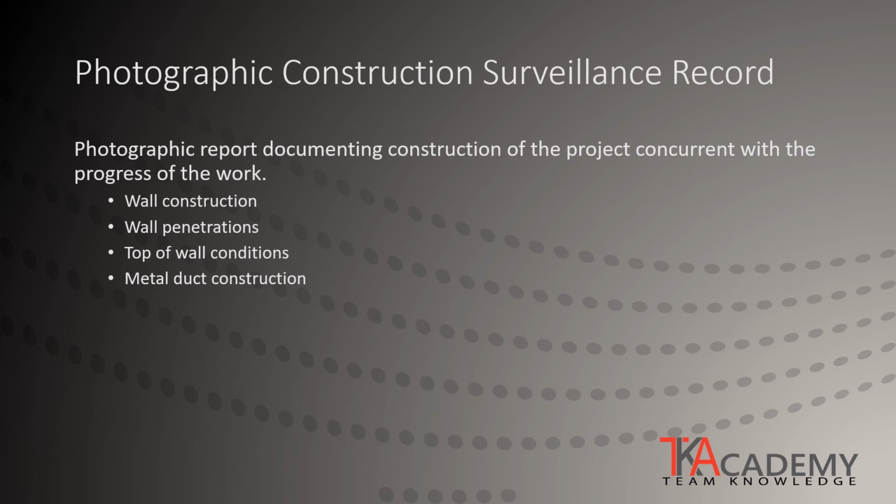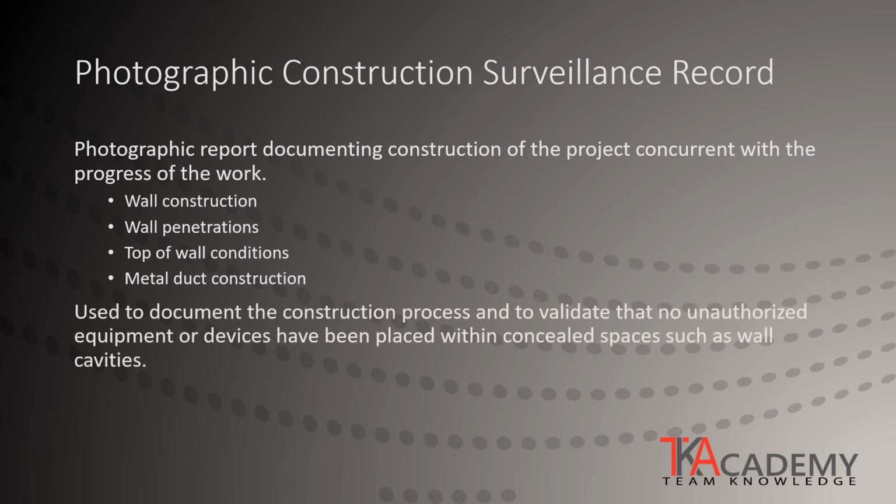The photographic documentation is used to validate that no unauthorized equipment or devices have been placed within the concealed areas that are not visible within the finished space. This is the only authorized use of a camera on the construction site of a SCIF.